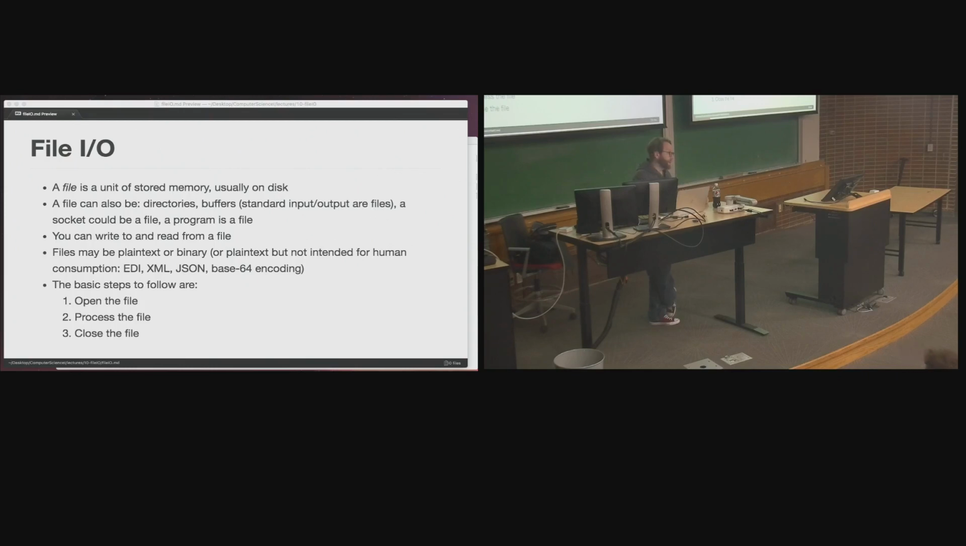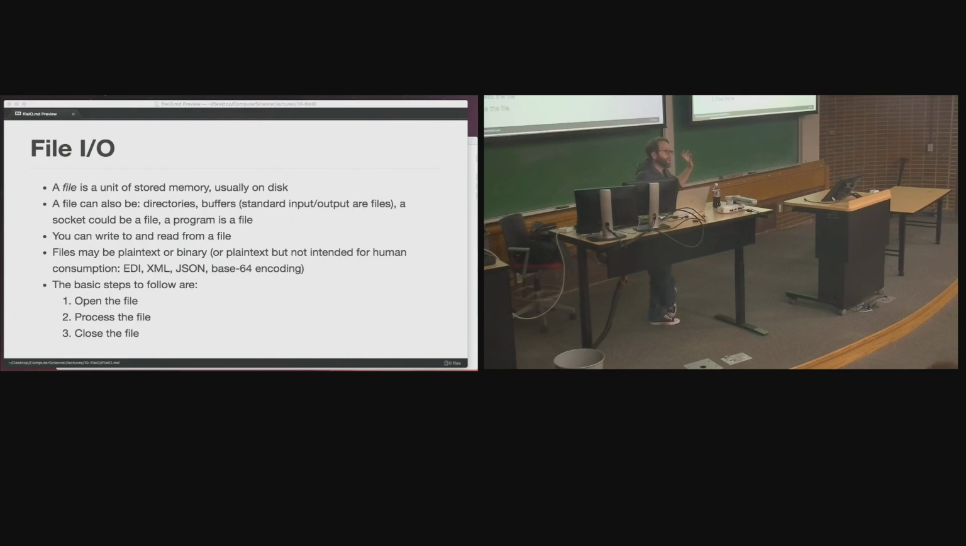Files can be plain text. The vast majority of files that you'll deal with here are going to be plain text or binary, or they could be plain text, but not intended for human consumption. This goes into something called EDI, which is electronic data interchange. For one computer to send data to another computer, you need a common data interchange format. That's what EDI stands for, electronic data interchange.